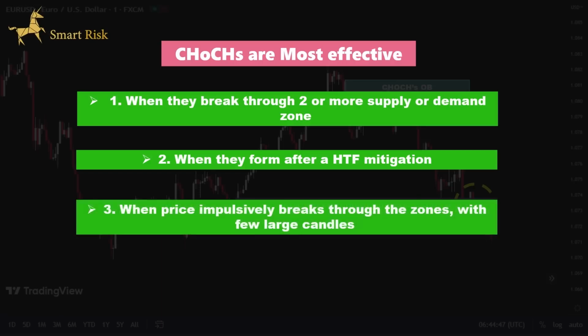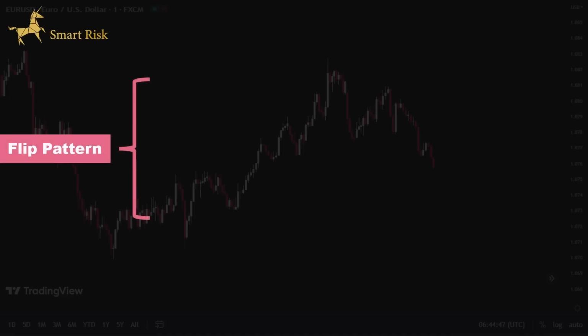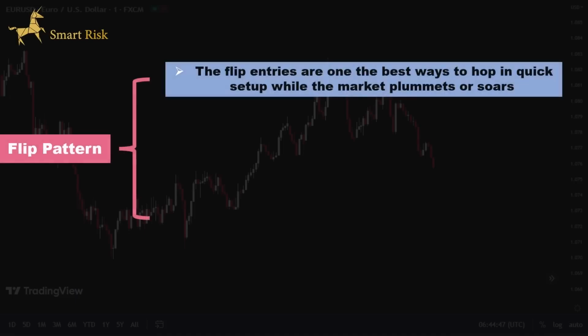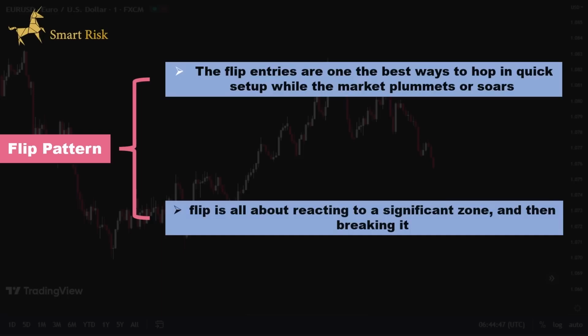So, let's dive into the details of the flip entry setup, which is the second part of the SMC reversal entries. The flip entries are one of the best ways to hop in on a quick setup while the market plummets or soars, and a flip is all about reacting to a significant zone and then breaking it. Now let's see how we can identify a flip.